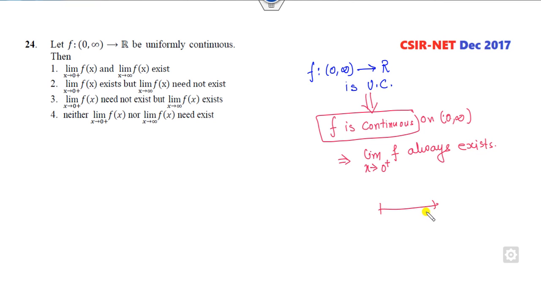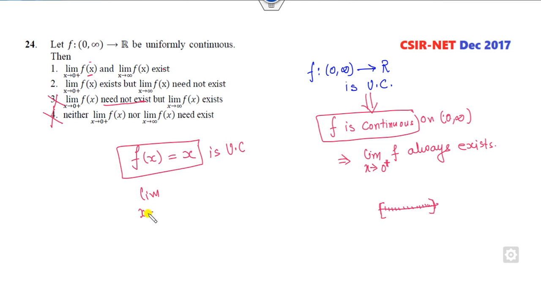What is the meaning of continuous? If the function is continuous in this interval, then the limit exists at each point inside this interval. So 0 positive is inside this interval. So f dash exists, that is correct, need not exist. This option is cancelled, this option is cancelled. Now you have to check the upper limit. So we can simply take a counterexample. Clearly f of x is uniformly continuous, but if you take the limit as x approaches infinity of f, it is infinity, which means it does not exist. So the first option is cancelled. The right answer is B, it is the correct option.